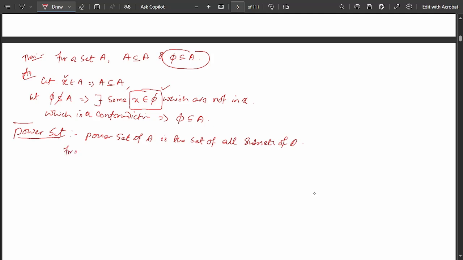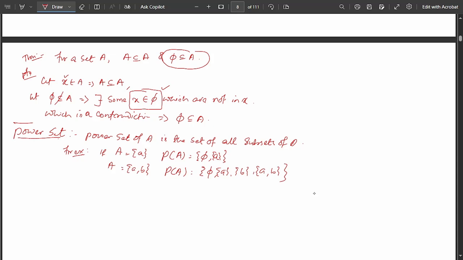For example, if set A contains only element a, then the power set of A is {phi, A}. Phi is the obvious subset of every set. If A contains a and b, then the power set of A will be {phi, {a}, {b}, {a, b}}. So this is all about the power set.